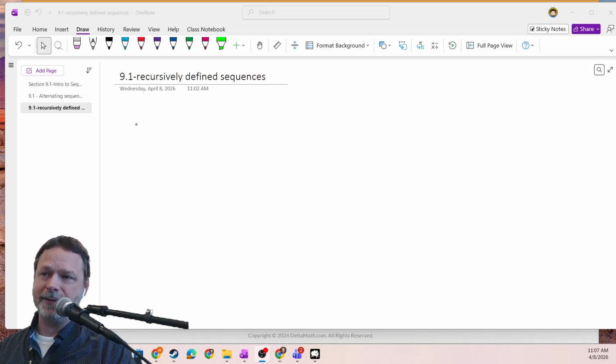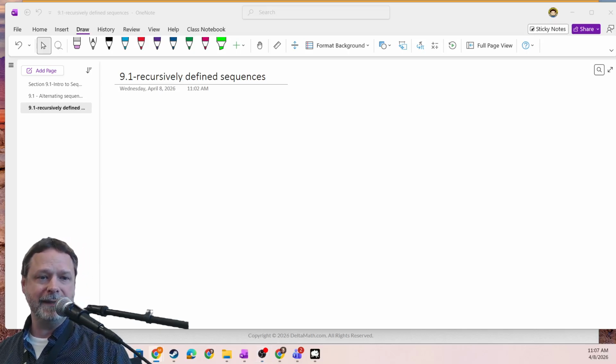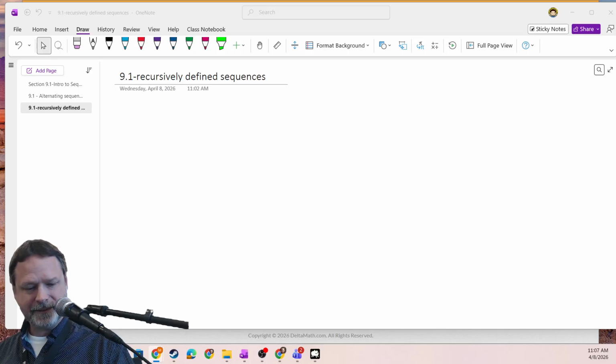We're doing algebra. We're doing recursively defined sequences. And what better sequence to look at than the Fibonacci sequence? Now, how do you spell Fibonacci? Here. This is how you spell it.